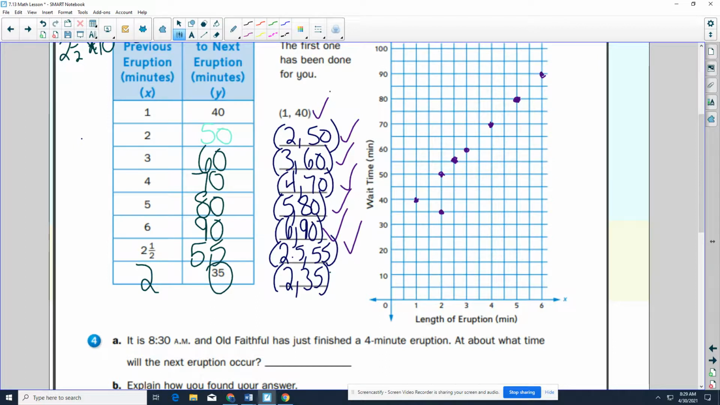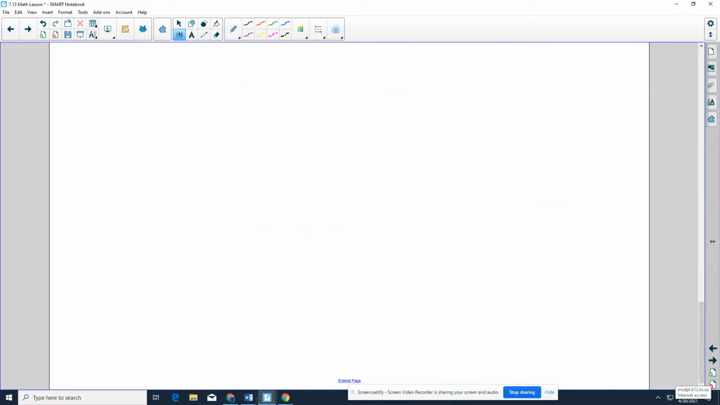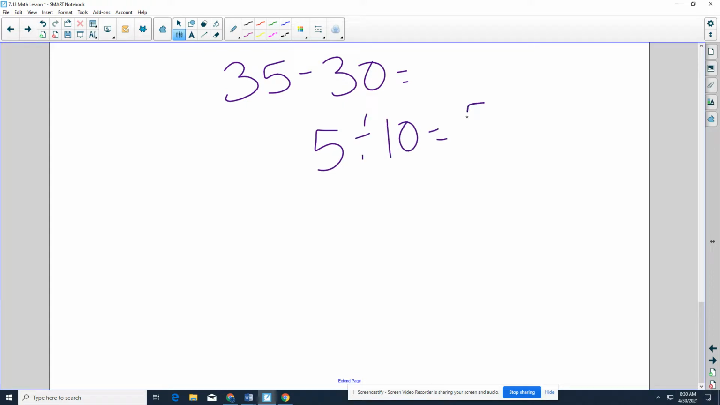It seems like there's one thing not matching up. Okay, so we need to go back and look at this one here, because this is not going to be 2, because they should match up. So let's go back and look at our calculations for 35. So 35, I know I am going to subtract my 30, and I get 5, and then I have to divide 5 by 10, which is a half.